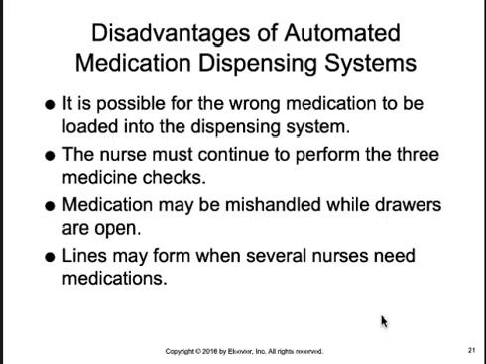It's possible for the wrong med to be loaded into the dispensing system. The nurse must continue to perform the 3 medicine checks. Meds may be mishandled while drawers are open, and lines may form when several nurses need the meds. Although AMDSs have a lot of advantages, there are times when mishandled meds make the machines a disadvantage. Mishandling of meds can cause medication to be placed in the wrong drawer by either the pharmacy or another nurse. The nurse should never assume that the med in the drawer is the correct one and should always perform the 3 med checks.